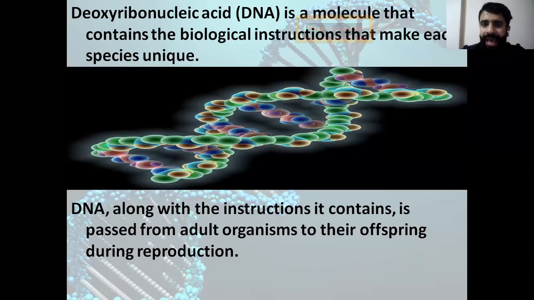Deoxyribonucleic acid, DNA, is the molecule that contains the biological instructions that make every one of you unique. For example, Mahdi is a unique individual, Fran is a unique individual, Maya is a unique individual. Every one of us is a unique individual due to this DNA. DNA is passed from adult organisms to their offspring during the process of reproduction. So your DNA is passed from your parents, from your dad and from your mom to you. That's why you are very special and you are unique.